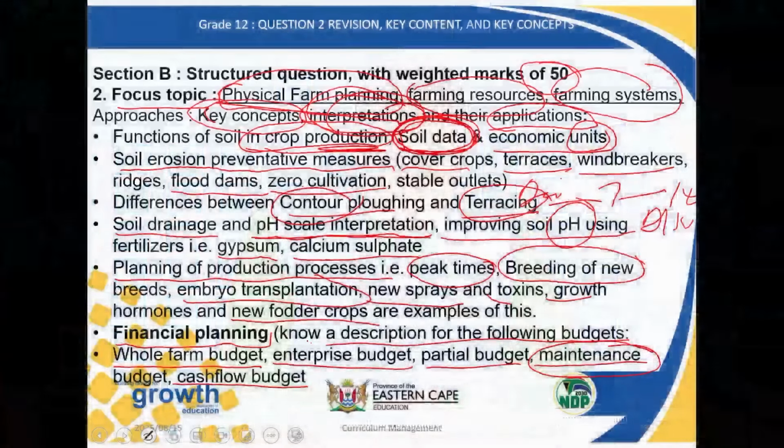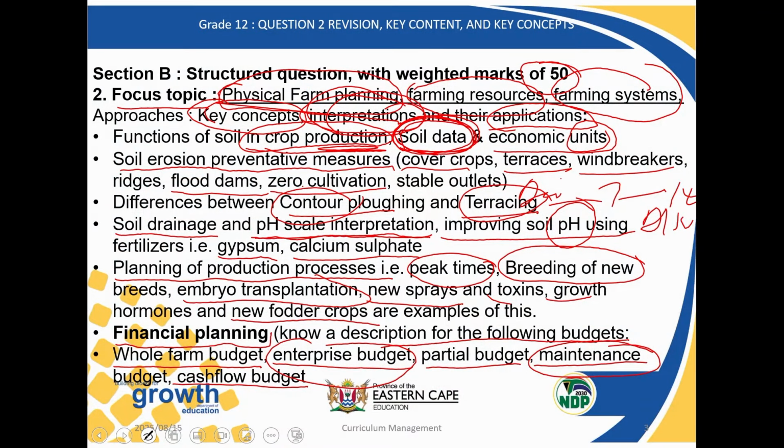Because sometimes you are given statements with a description, and as a learner, we expect you to read that statement with understanding, so that you should be in a position to say, this description is about maintenance budget, or this description is about enterprise budget, or this description is about all the budgets, hence we call them the whole farm budget.